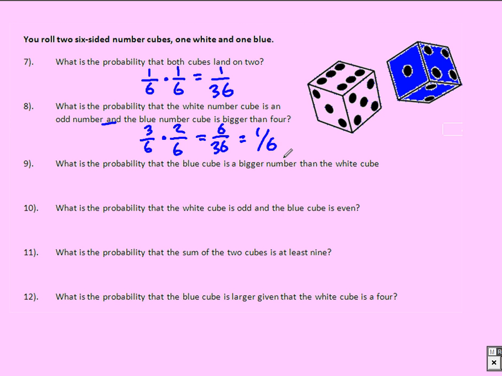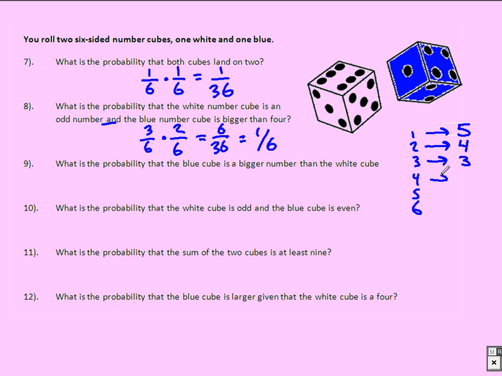Probability that the blue cube is bigger than the white cube in terms of its value. Well, here's how I'm going to look at this. Something like this, I'm going to list out the different outcomes. I'd have 1, 2, 3, 4, 5, and 6 for the different options for the white cube. The blue cube, obviously, can also be 1 through 6. If the white cube comes out 1, we want to know when the blue cube is bigger. So 5 different numbers on the blue cube would work for that. If the white's a 2, that means 4 different numbers would work for the blue cube. So on and so forth.